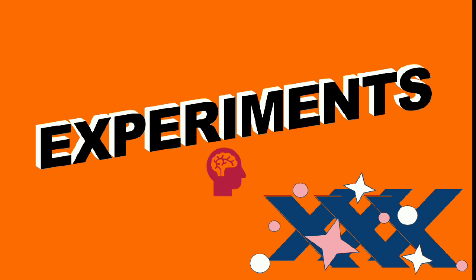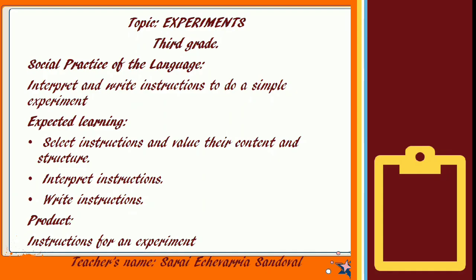Today we're going to continue talking about experiments. And let's remember our social practice of the language: Interpret and write instructions to the simple experiment. Expected learning: Select instructions and value their content and structure. Interpret instructions and write instructions. And our product, at the end of this series of videos, you are going to be able to write instructions for an experiment by yourself.